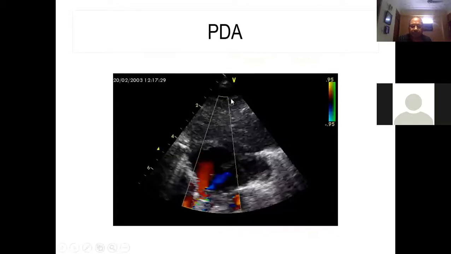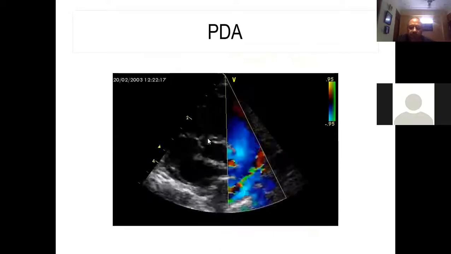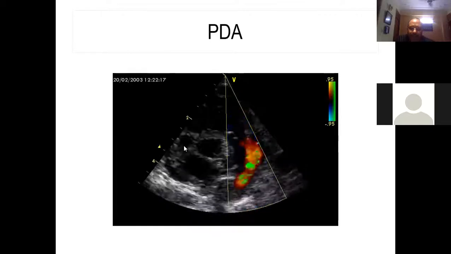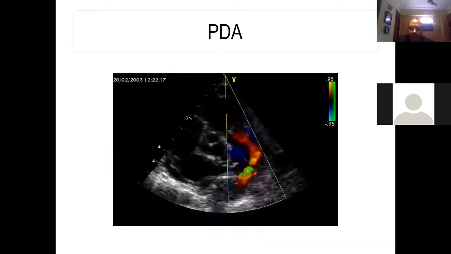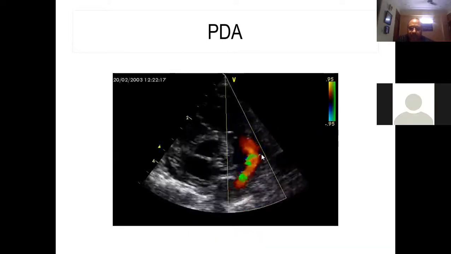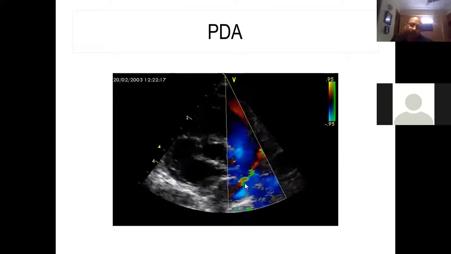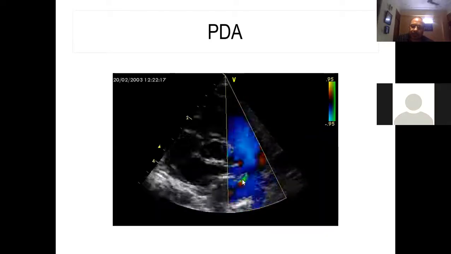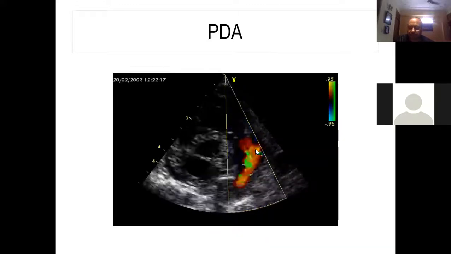Where do we see the PDA? We always see a PDA in the parasternal short axis view. This is the parasternal short axis view. We look at an LA, an LV, an RV, an RVOT. Here is the pulmonic valve. The pulmonic artery bifurcates, right goes like this, left goes like this to the descending aorta. And the PDA is from the descending aorta to the left pulmonic artery. So what we see is flow going from the descending aorta to the pulmonic artery.